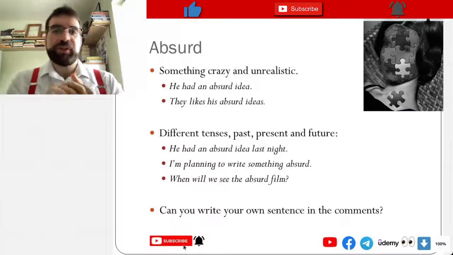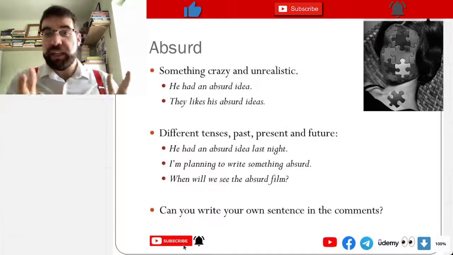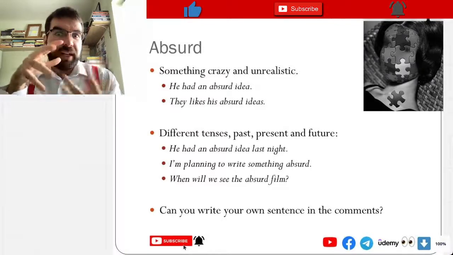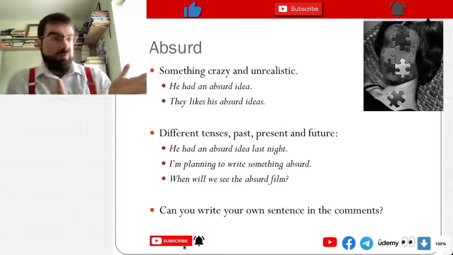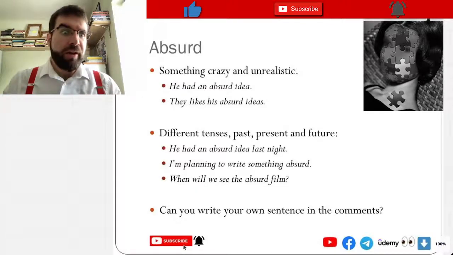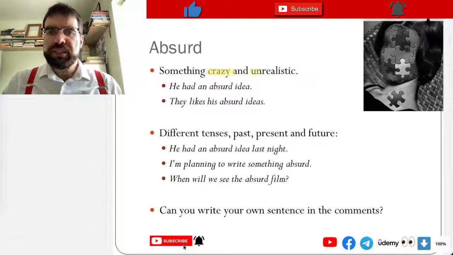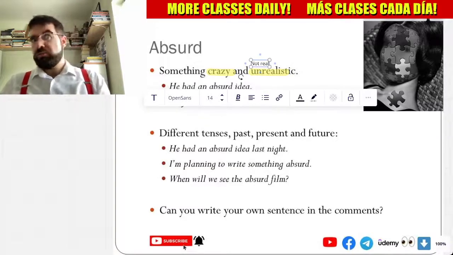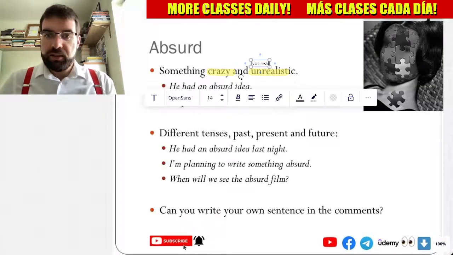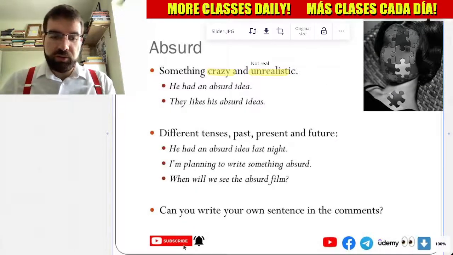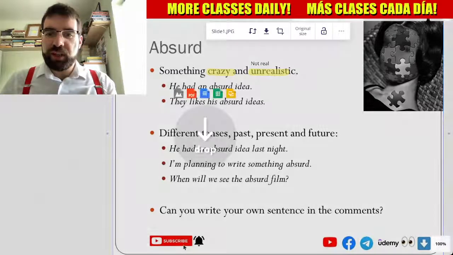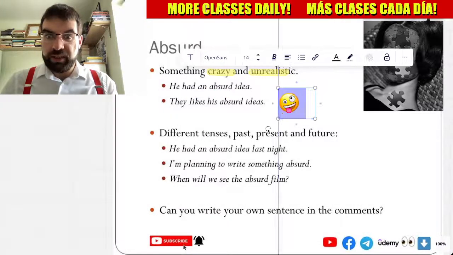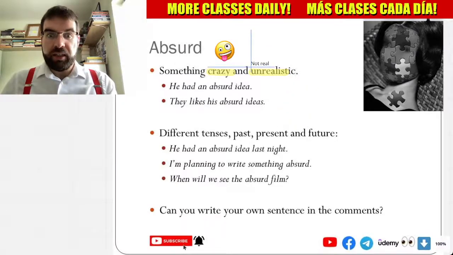All right, language explorers. So let's look at today's word of the day. Absurd. Something crazy and unrealistic. Not real. Something strange. Crazy. Let's try and get a picture of crazy, shall we? Or a little emoji. Yeah, perfect. Crazy, absurd. What is that? He had an absurd idea.